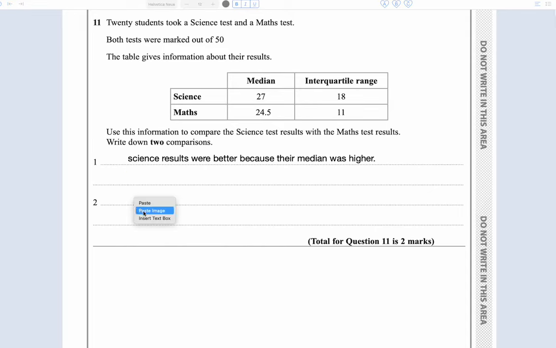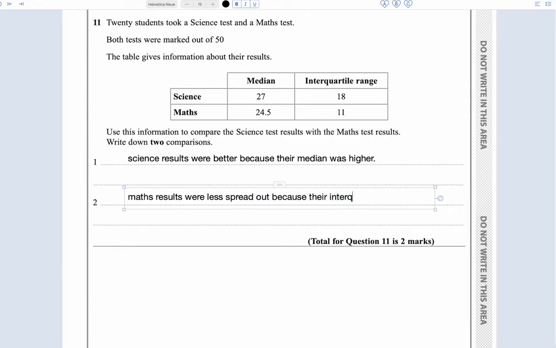And then 2, we need to talk about the interquartile range. The maths results were more consistent. So we have to bring that in, right? More consistent, or there was less variance is another technical word, but let's just say more consistent. Math results were more consistent, or less spread out. Maybe that might be a better way to put it. Were less spread out because their interquartile range was lower. There we go. That, guys, is definitely enough.